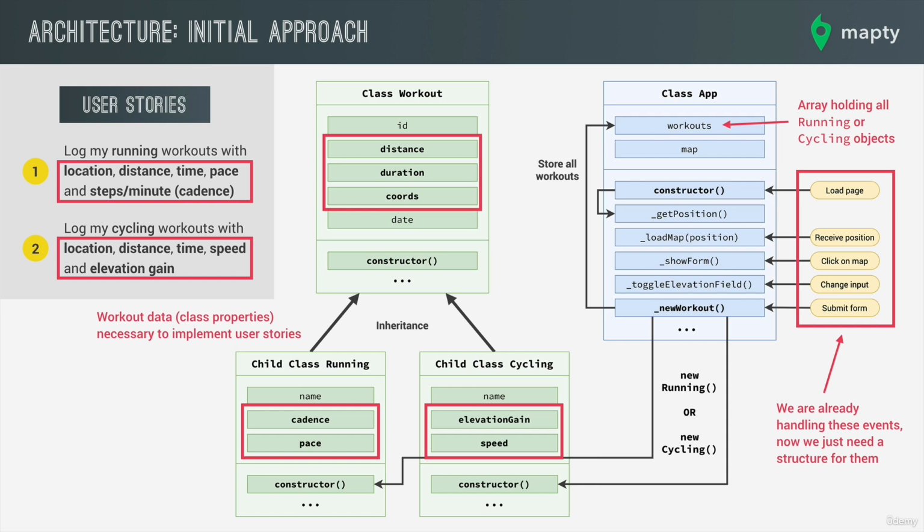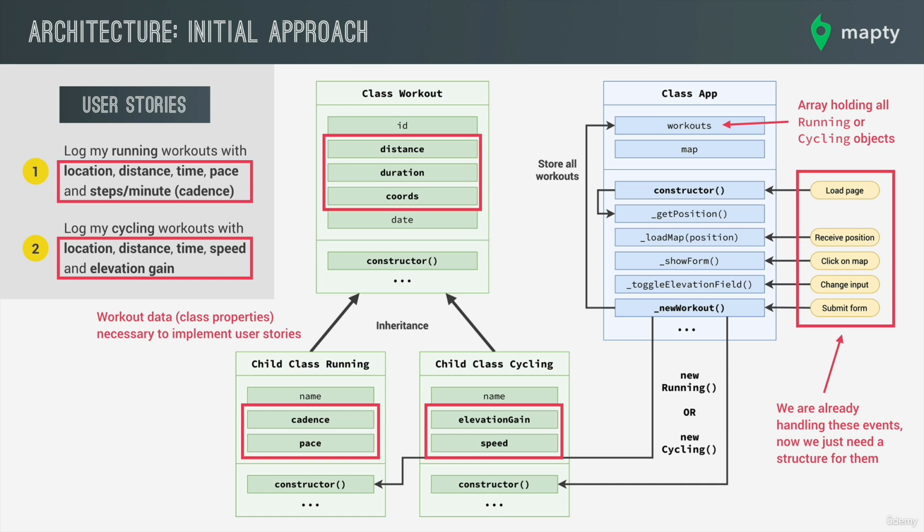Okay? And so then right at the beginning, we want to get the current position of the user using the Geolocation API. And so that's why there is that arrow pointing from constructor to get position. Then, as we receive that position, we want to load the map based on that position. And so therefore, we're going to have a method called loadMap.